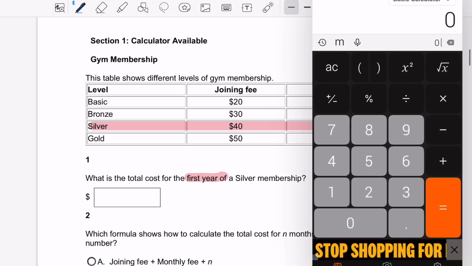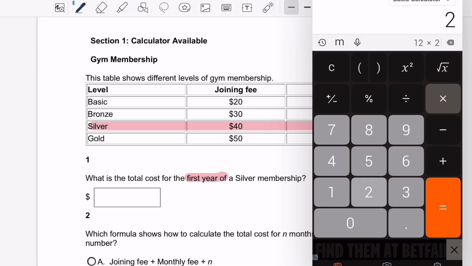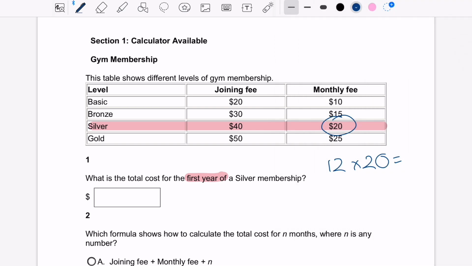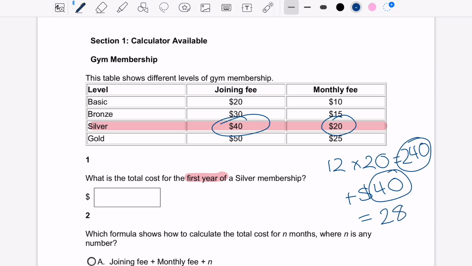I'm going to pull up my calculator. 12 times 20 is 240. And then I'm going to have an additional joining fee, which is just going to be paid once. So plus $40 is going to equal 240 plus $40 is $280. So that's the answer to my first question.